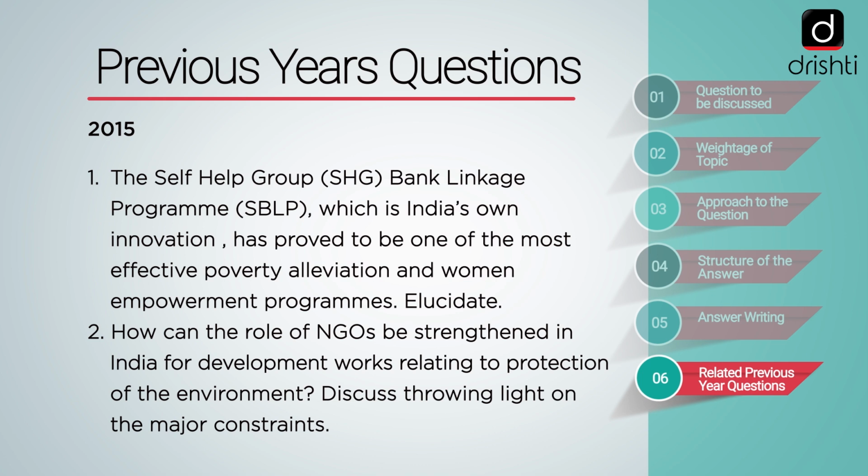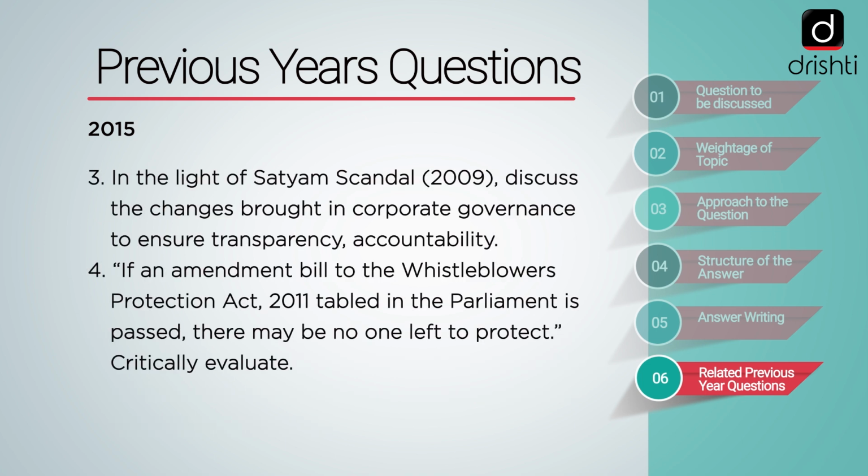The Self-Help Group Bank Linkage Program, which is India's own innovation, has proved to be one of the most effective poverty alleviation and women empowerment programs, elucidate. How can the role of NGOs be strengthened in India for development works relating to the protection of the environment? Discuss throwing light on the major constraints. In the light of Satyam scandal of 2009, discuss the changes brought in corporate governance to ensure transparency, accountability.